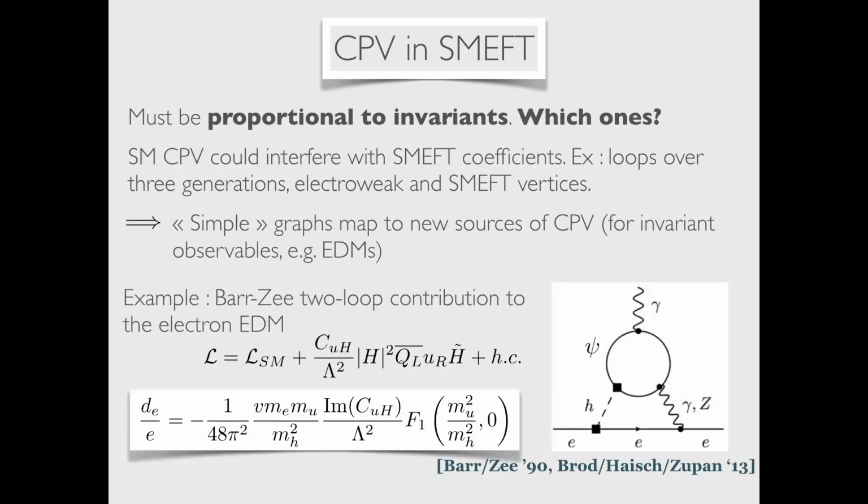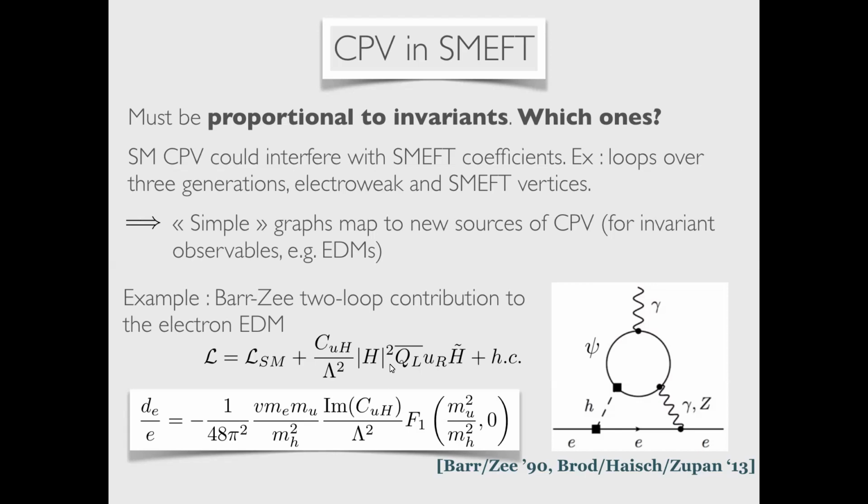So for instance, again, if I use EDMs as an example, there are those famous bar Z two-loop contributions to the electron EDM. And in this loop, each of these diagrams can be sent independently of different flavors. They are not sensitive to the fact that you have 3 generations. And when you take a look at the result, the different quantities that enter in the result.